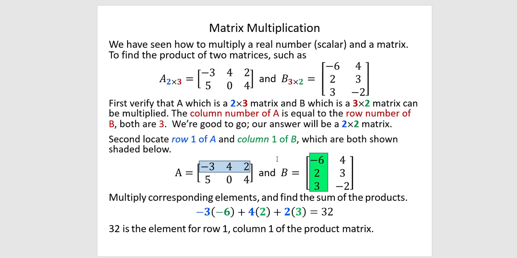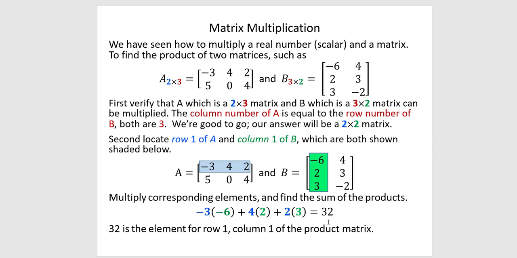These operations involve multiplying each element of each row in the A matrix by its corresponding element in each column in the B matrix, and then adding the results of those multiplied pairs to get the 4 new elements in our 2 by 2 product matrix. Using the first row in the A matrix and the first column in the B matrix, we get -3 times -6 plus 4 times 2 plus 2 times 3. This gives an answer of 32, which will be the row 1, column 1 element in our product matrix.